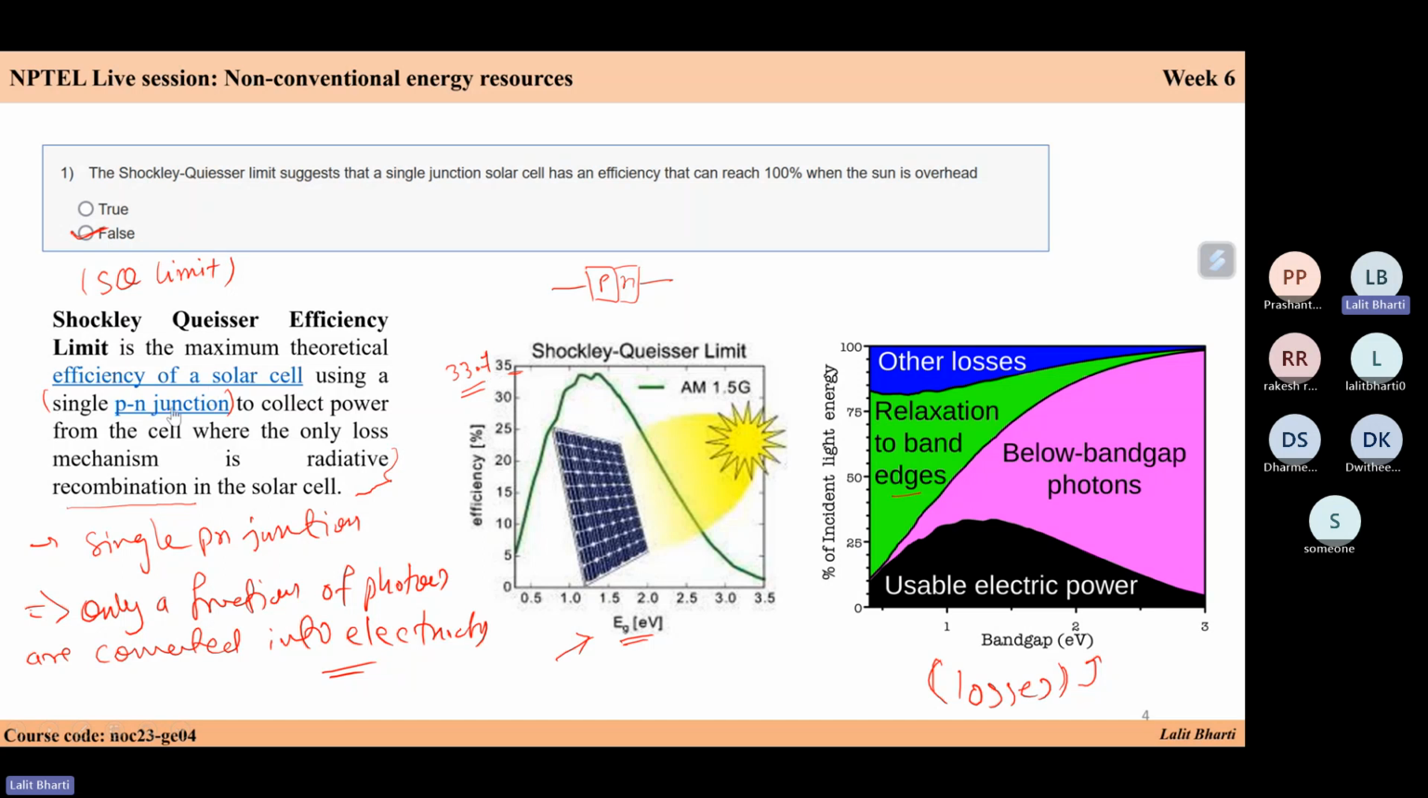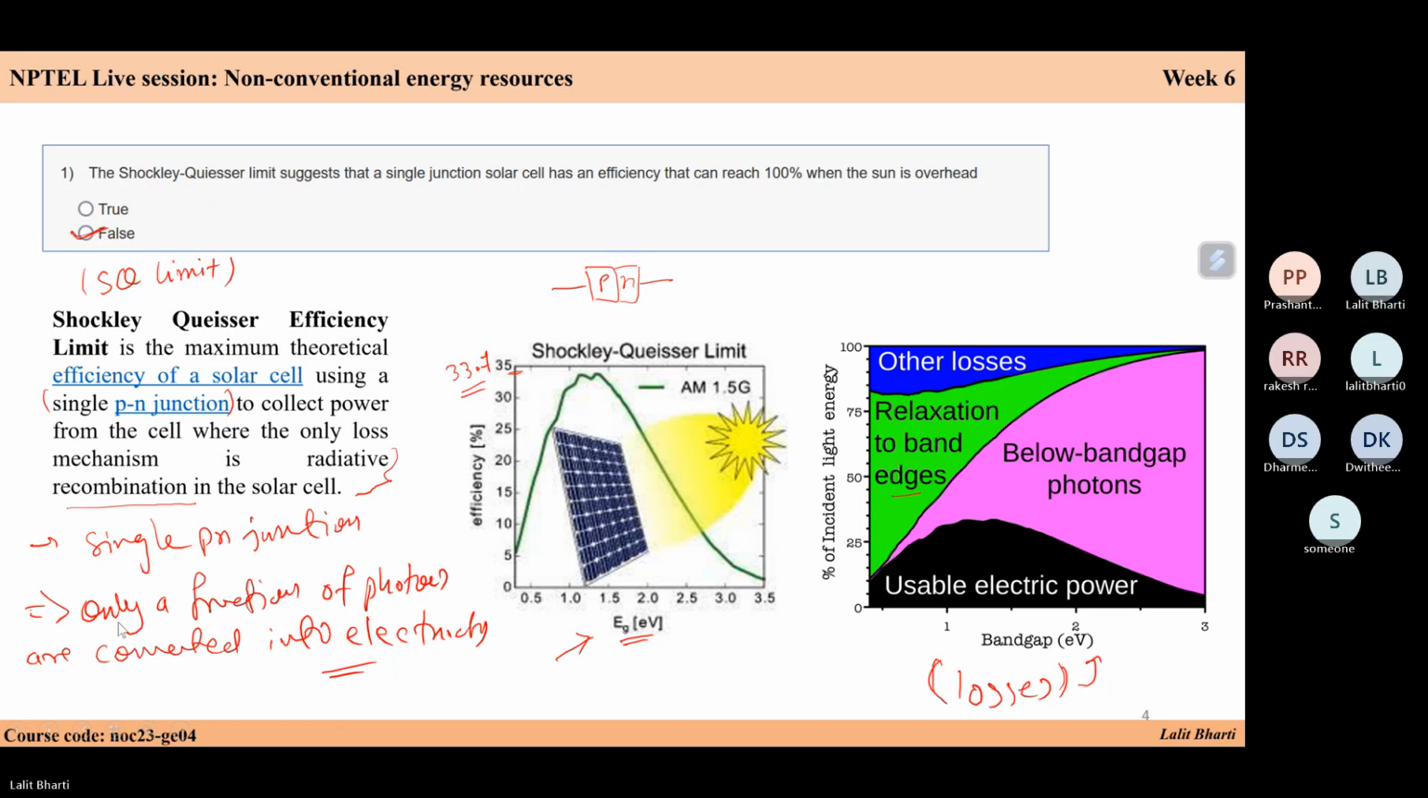So the condition is a single PN junction. We will see some kinds of solar cells which are not single PN junctions, where we have multiple layers or multiple PN junctions, which enhance the efficiency of a solar cell. That is not the case here. We are defining it for a single PN junction. So this Shockley-Queisser efficiency is the limit for a single junction cell.